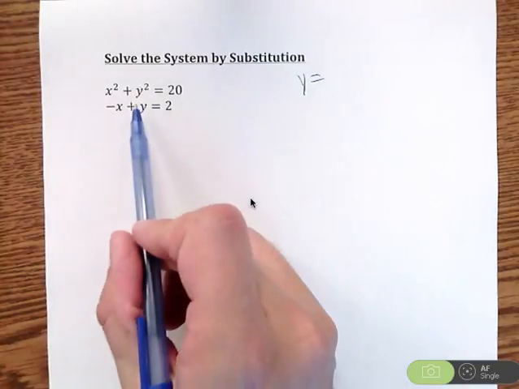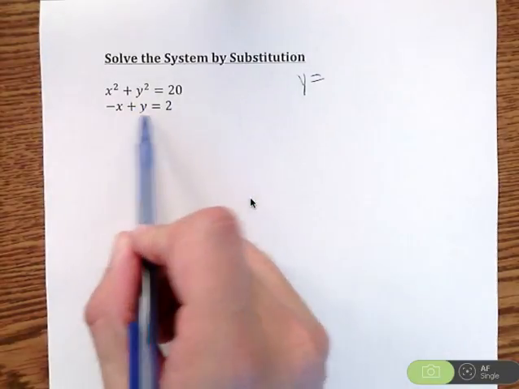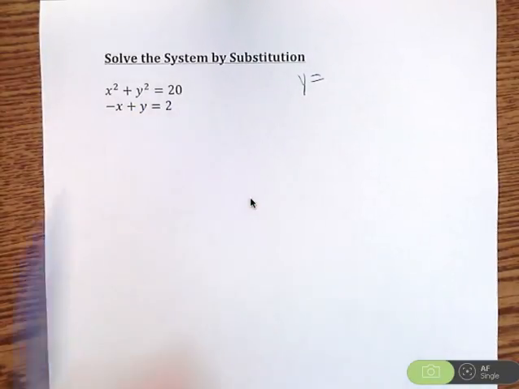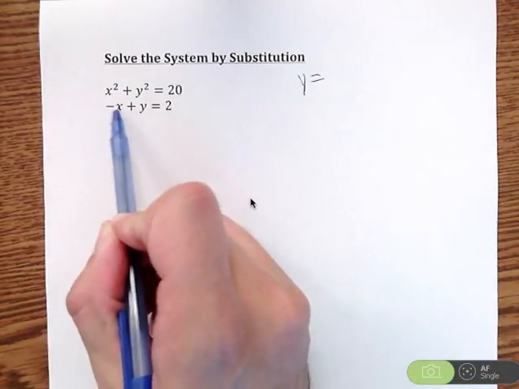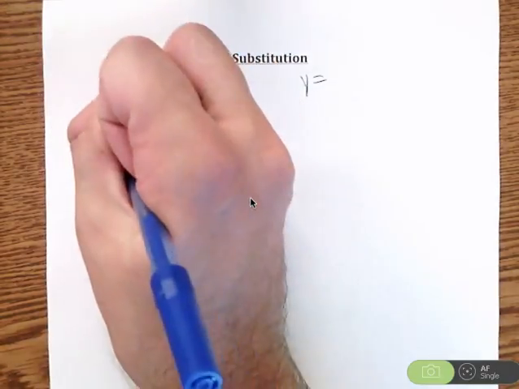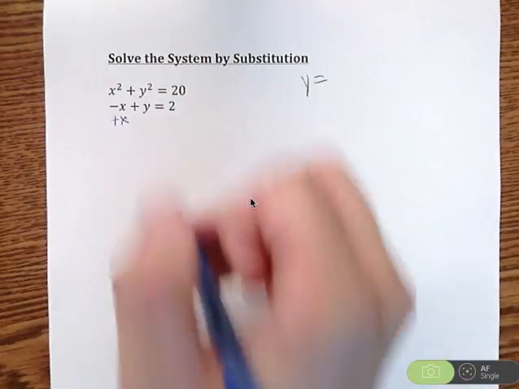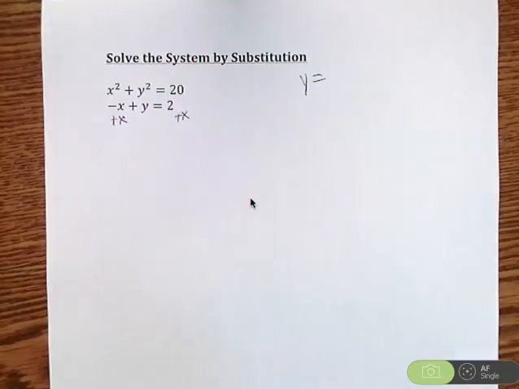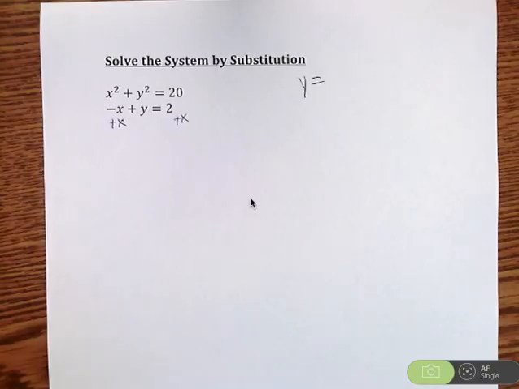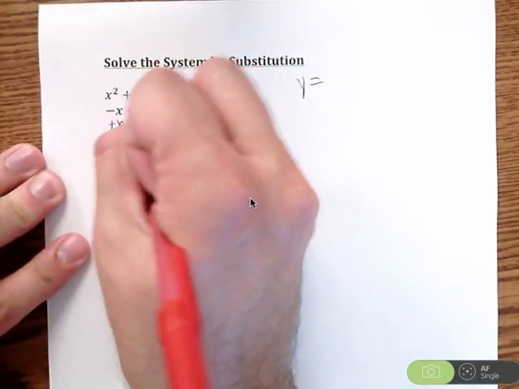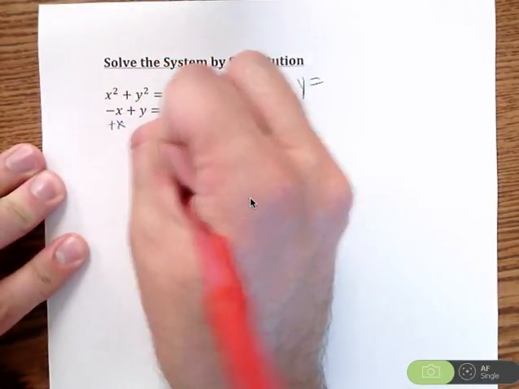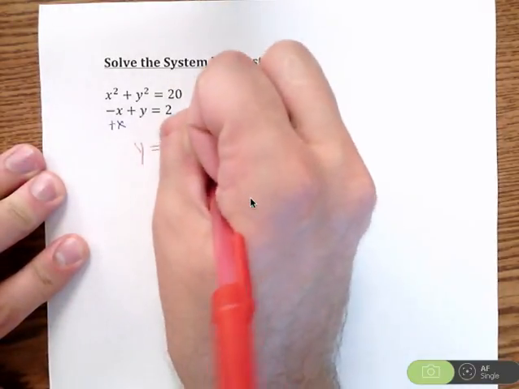I have an x squared plus y squared equals 20. But in this second equation, I can manipulate this pretty quickly to get y all by itself. To do that, I just want to move the negative x to the other side. So I'm going to add x. If I do it to one side, I have to do it to the other. So the new equation there is y equals, I'm going to put the x first, plus 2.